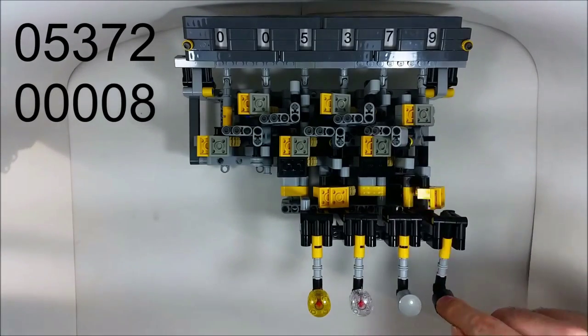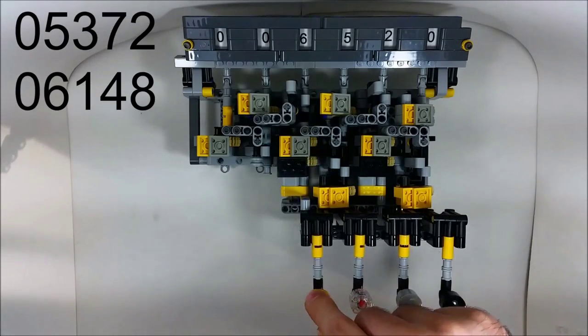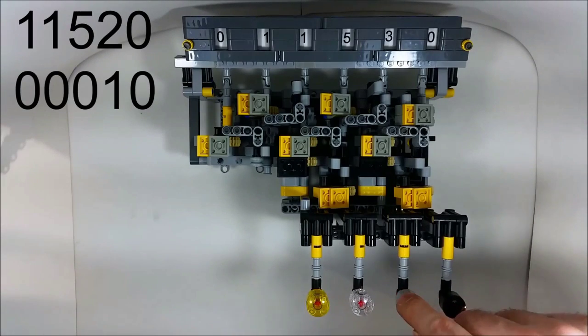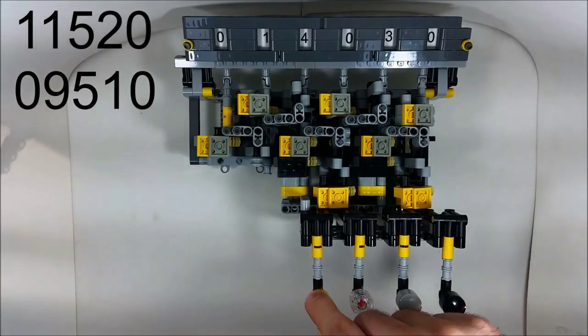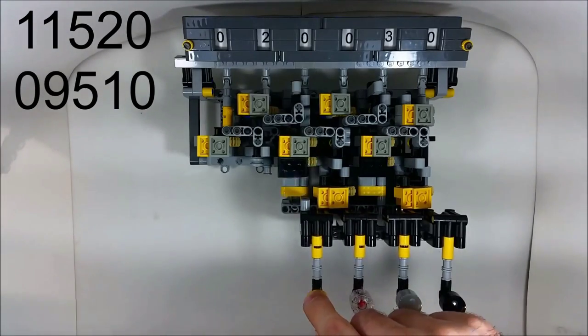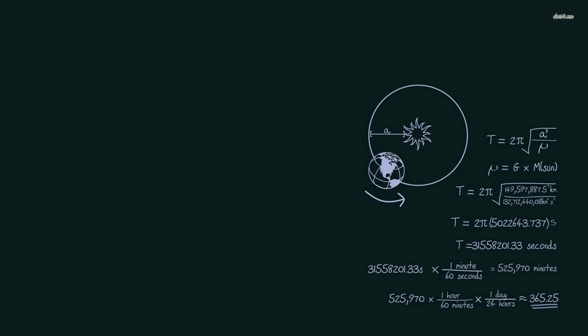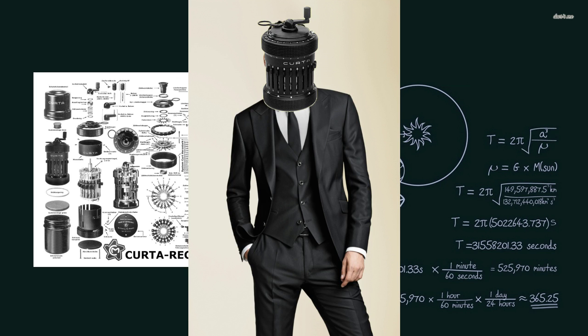In this case, 5372 plus 6148 equals 11,520. You can continue with the same number as before, so 11,520 plus 9,510 would equal 21,030. You could also subtract the second number from the first by switching a lever right after you entered the first number. Probably the most exciting mechanical calculator was the Curta, a very compact and good-looking machine. Here, Tested will tell you how it works.